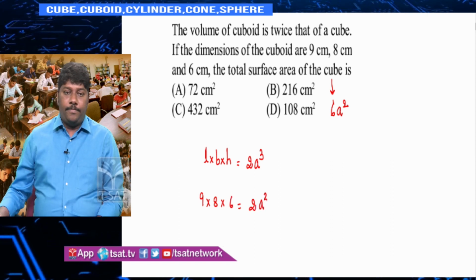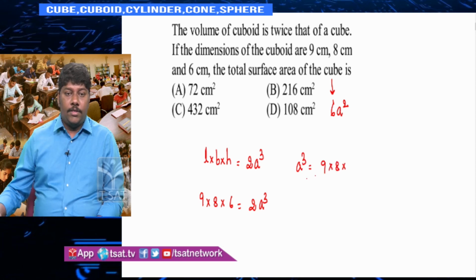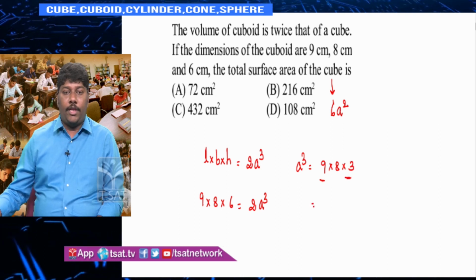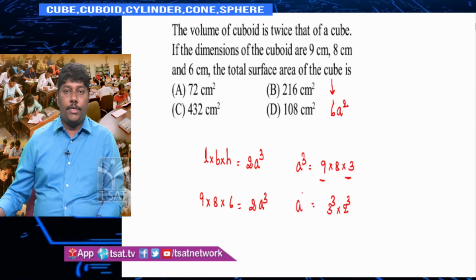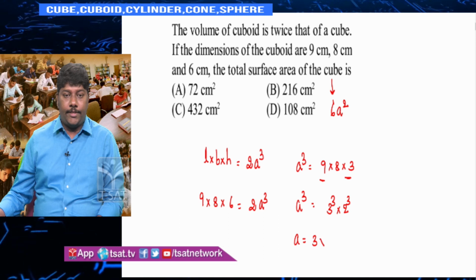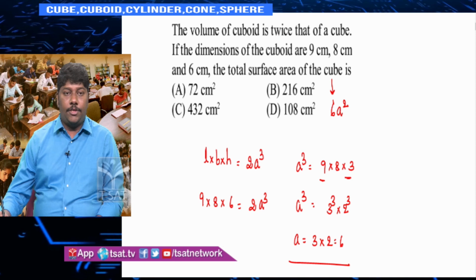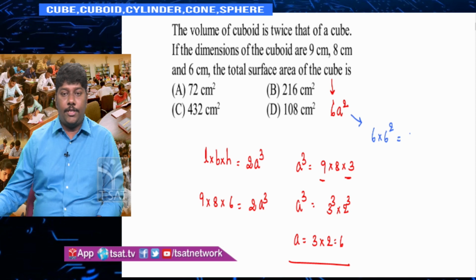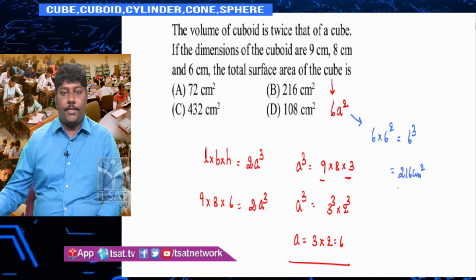is 2a cube. Therefore, a cube is equal to 9 into 8 into 6 divided by 2, which gets cancelled, so it becomes 3 here. You can write 3 square into 3 cube. 8 you can write as 2 cube. Therefore, a cube is equal to 2 into 3 whole cube. Therefore, a is equal to 3 2s are 6. If the edge is 6, you just need to substitute in 6 into 6 square, which is 6 cube, which is 216 centimeter square, the surface area.